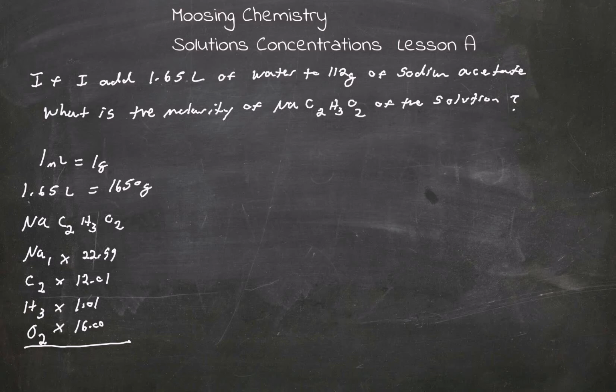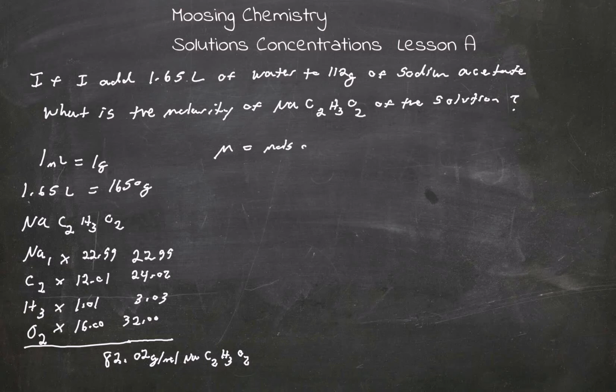And when you add this all together, this gives me 22.99, this gives me 24.82, this gives me 3.03, this gives me 32.00. When we add this up, we get 82.02 grams per mole for NaC2H3O2.